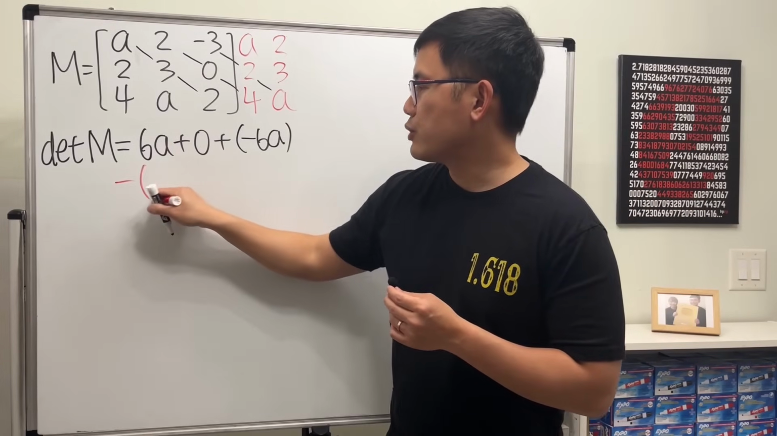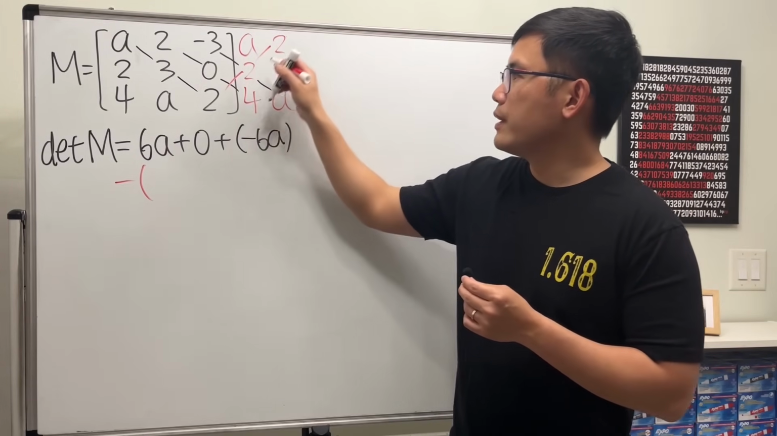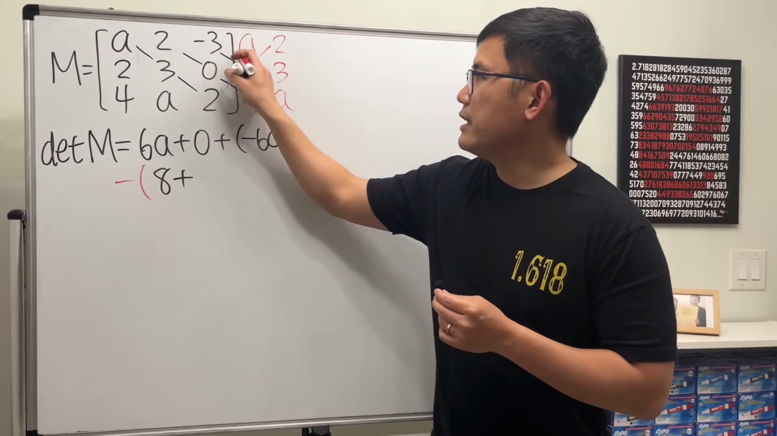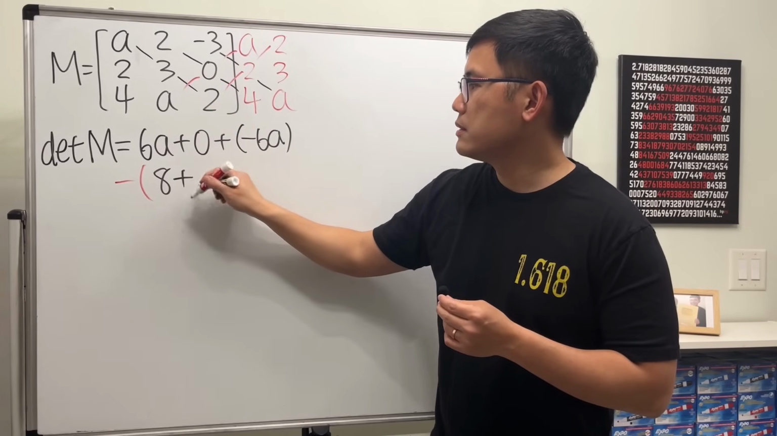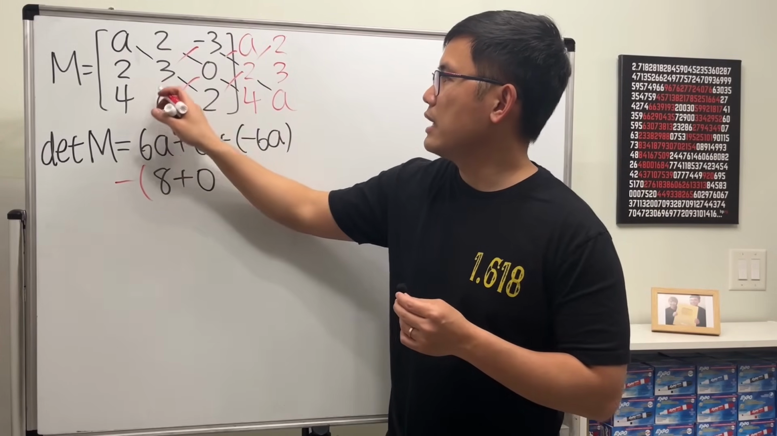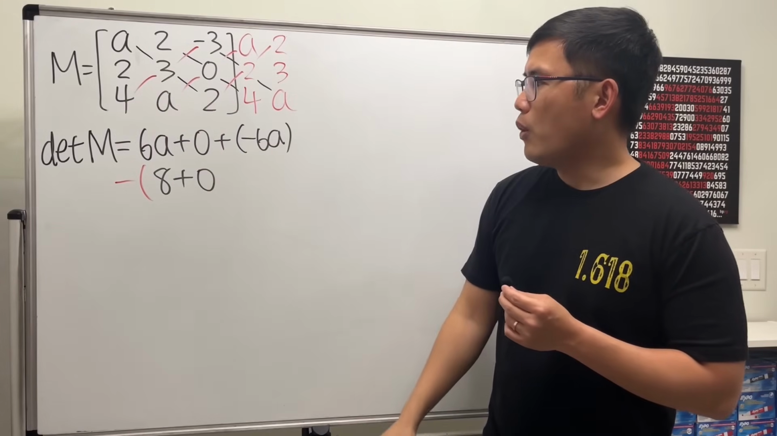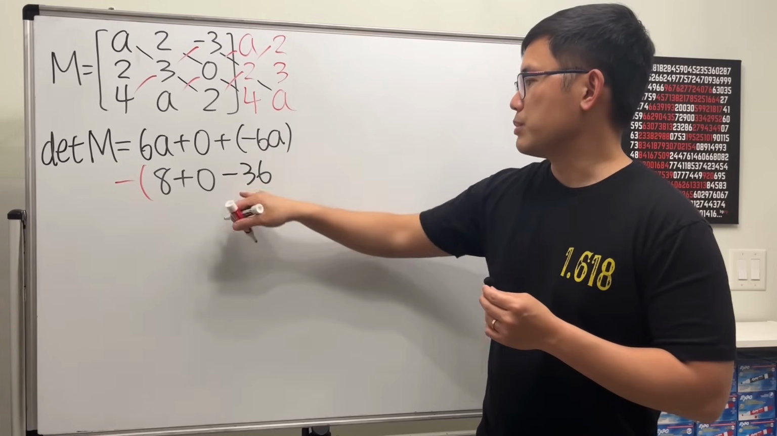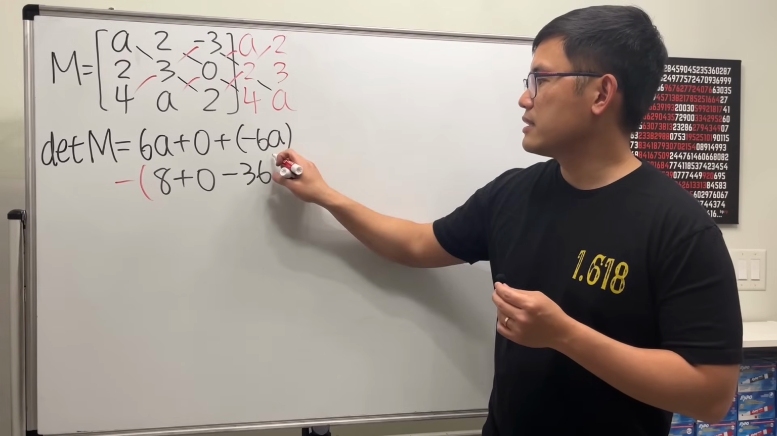Then we are going to subtract, and we go the other way. 2 times 2 times 2 is 8. And then A times 0 times A is 0. And then negative 3 times 4, we get negative 36. So plus negative 36, like that.